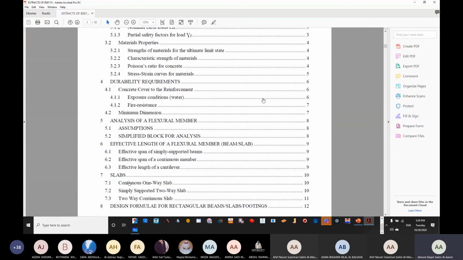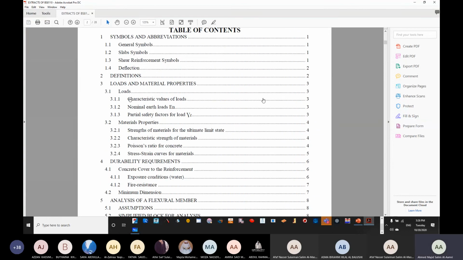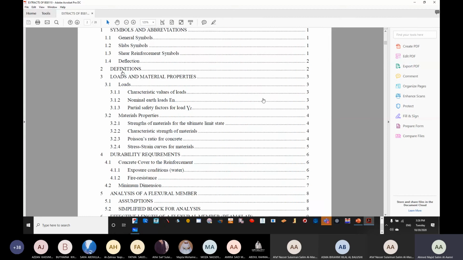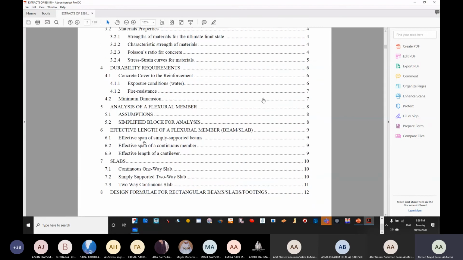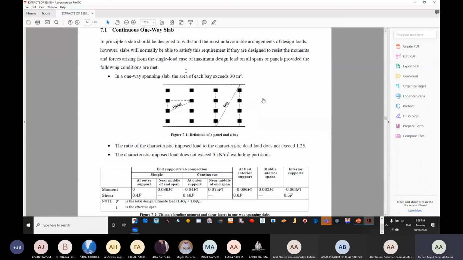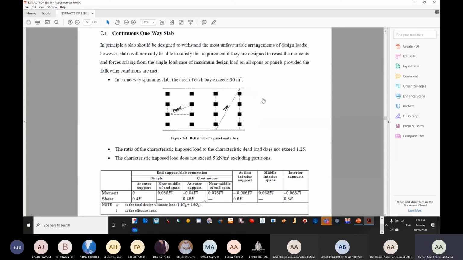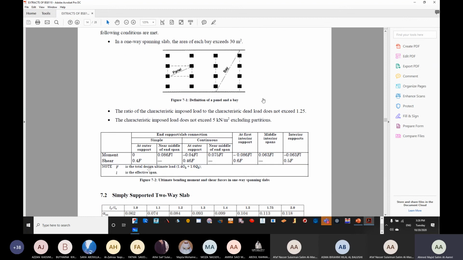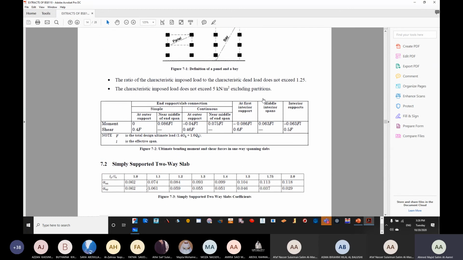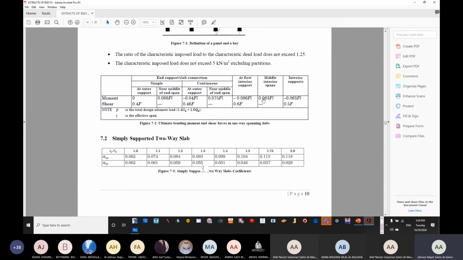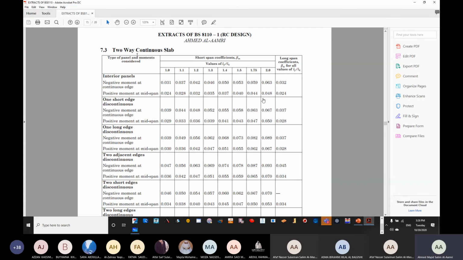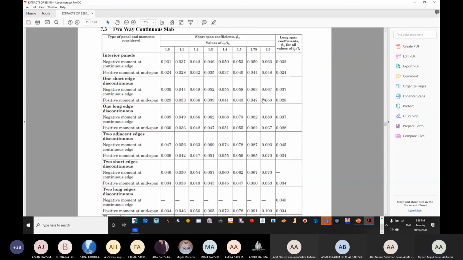Now, from where will you be getting the tables for the slabs and so on? We have here slabs. You just click on it. It will give you the one-way slab. It has been written clearly, continuous one-way slab. So this is the table of one-way slab. This is the table of simply supported two-way slab. This is two-way continuous, or restrained as we call it.